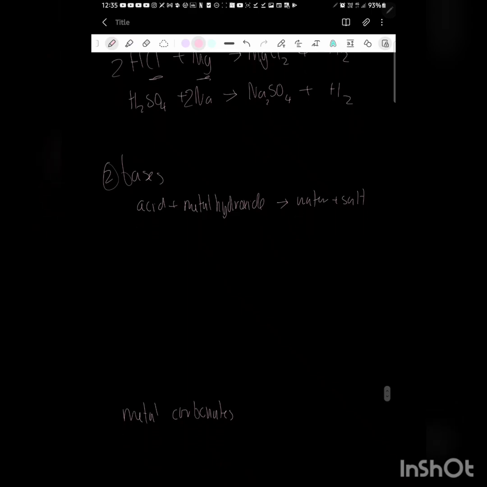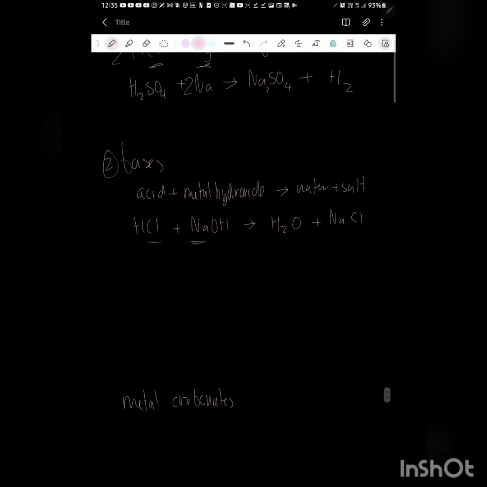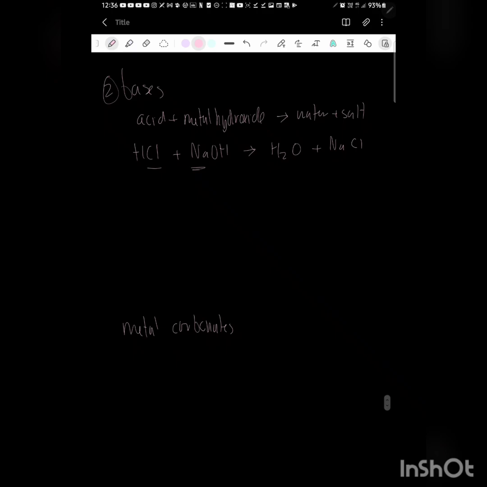So to make that a bit more obvious, let's do an example for bases. Let's say you have hydrochloric acid and you react it with sodium hydroxide. Okay? And then so water, which is just H2O obviously, and your salt will be the metal, so sodium, and then chloride, because that's hydrochloric acid. And I believe that's balanced. Yeah, that's balanced, which is nice.